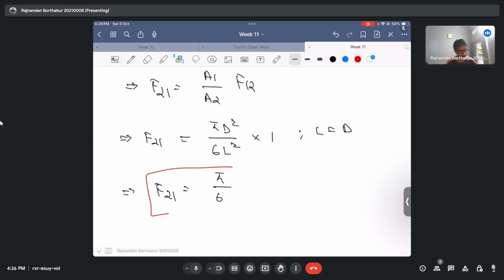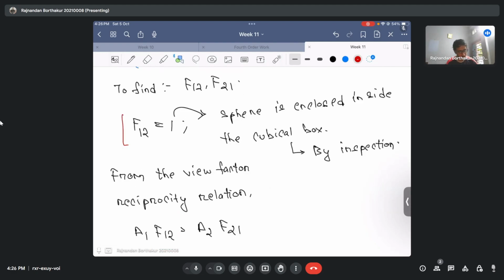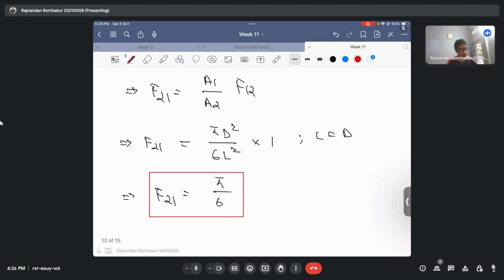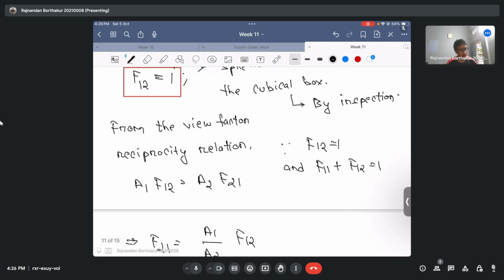These are the two view factors that the question is asking us to find. This is F12 and this is F21. Now you need to also understand that from here, if you just use the summation rule, since F12 is equal to 1, and you also know that F11 plus F12 is equal to 1, that is from the summation rule.